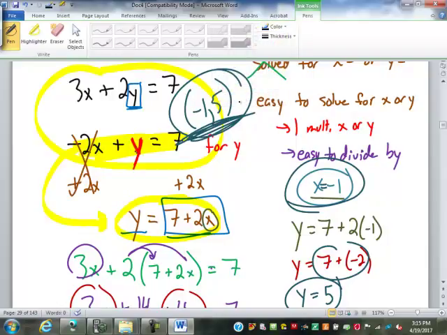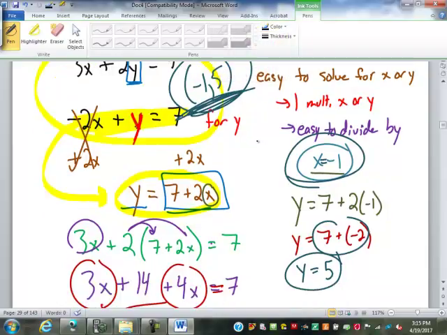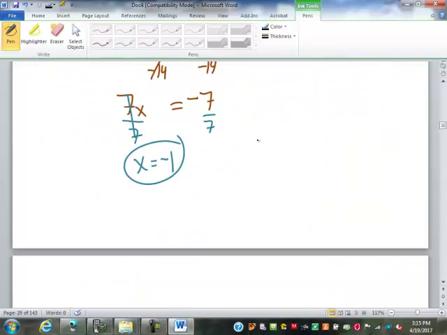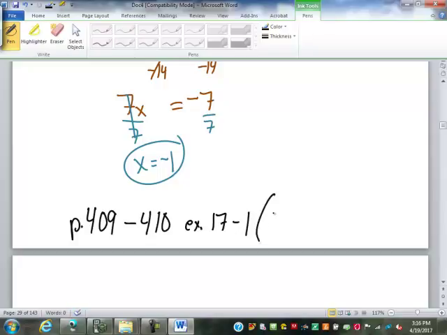Okay, I think you guys have probably had enough for the day. So in your big book, page 409 through 410, this is exercise 17-1. Problems 1 through 17. I have you work on those graphing to solve for a system of equations.